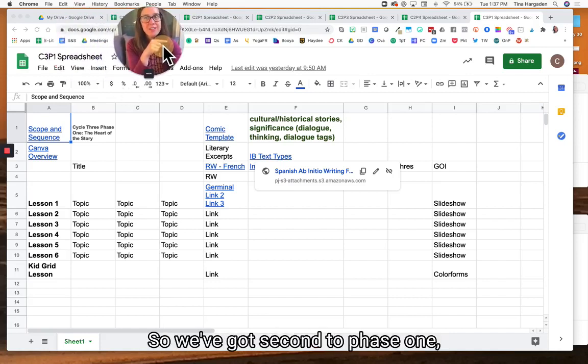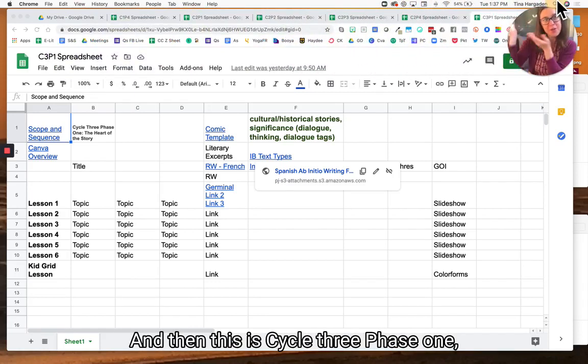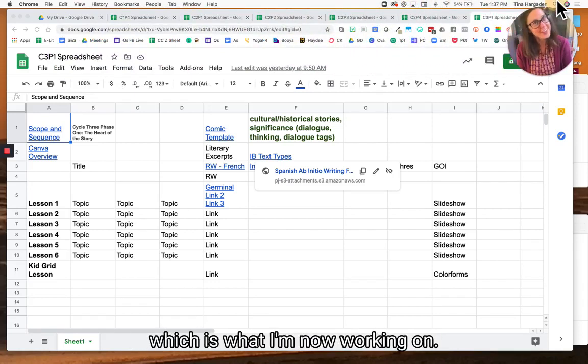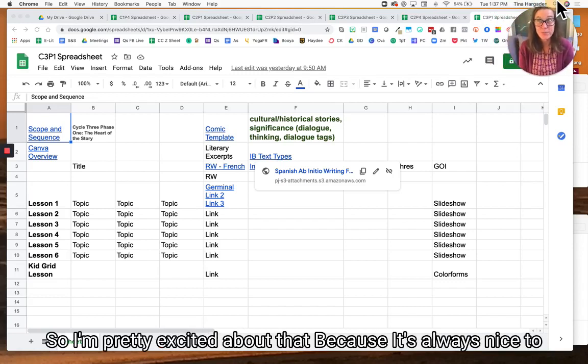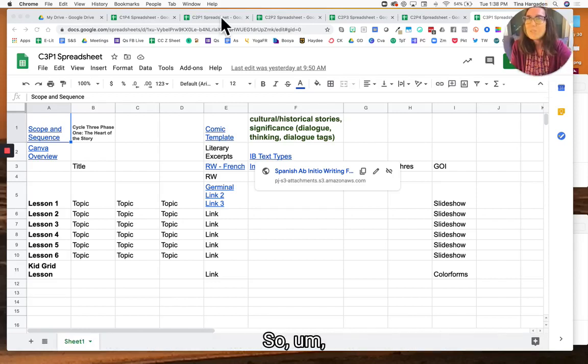So that's narration. So we've got Cycle 2, Phase 1, Phase 2, Phase 3, and Phase 4. And then this is Cycle 3, Phase 1, which is what I'm now working on. So I'm pretty excited about that, because it's always nice to turn the corner and have a little change of pace. So let's look at Cycle 1, Phase 4.